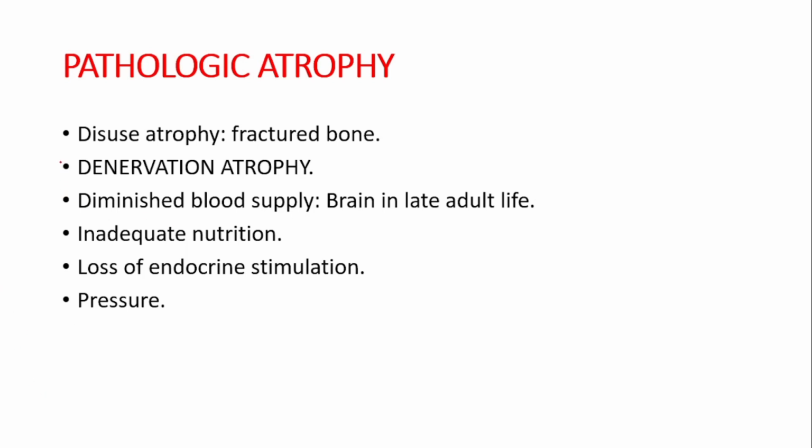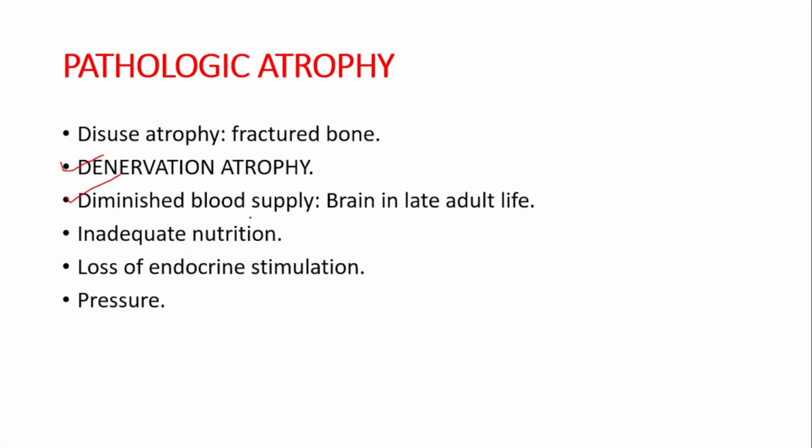The second example is denervation atrophy. Denervation means absence of nerve supply. Normal metabolism and function of any skeletal muscle depend on its nerve supply. Whenever there is damage to the nerve, that leads to atrophy of the muscles supplied by that nerve.